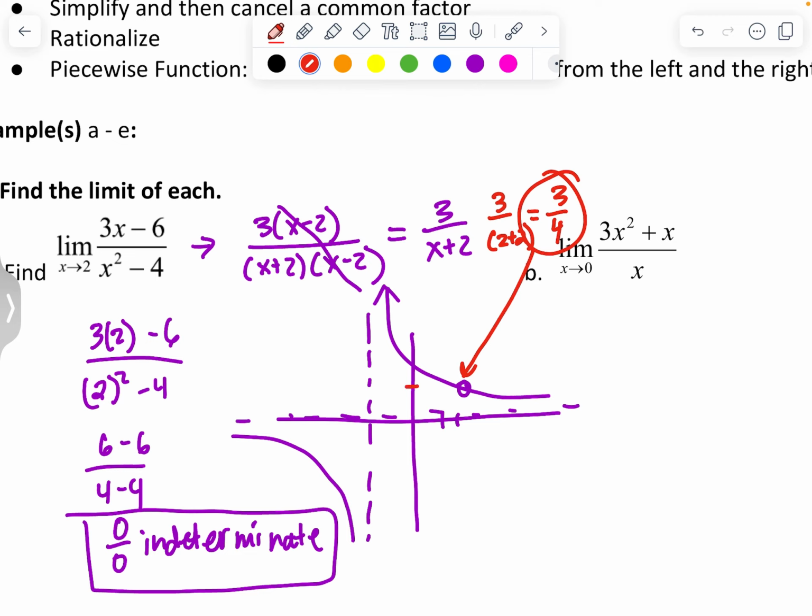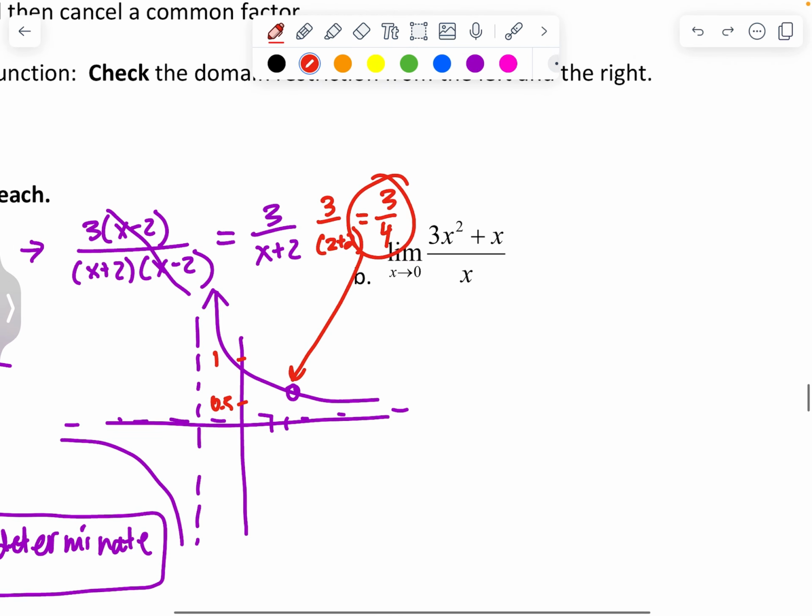That is the y value. So let's say this is, for instance, 1 and 0.5. Halfway there would be 3/4. Okay? You do the same thing for b. If you want to give this one a shot, go ahead, pause the video.